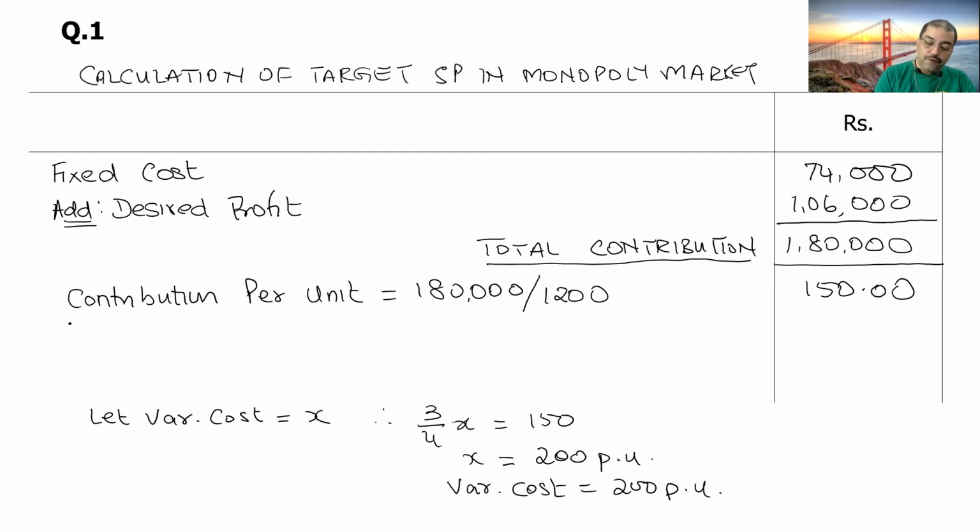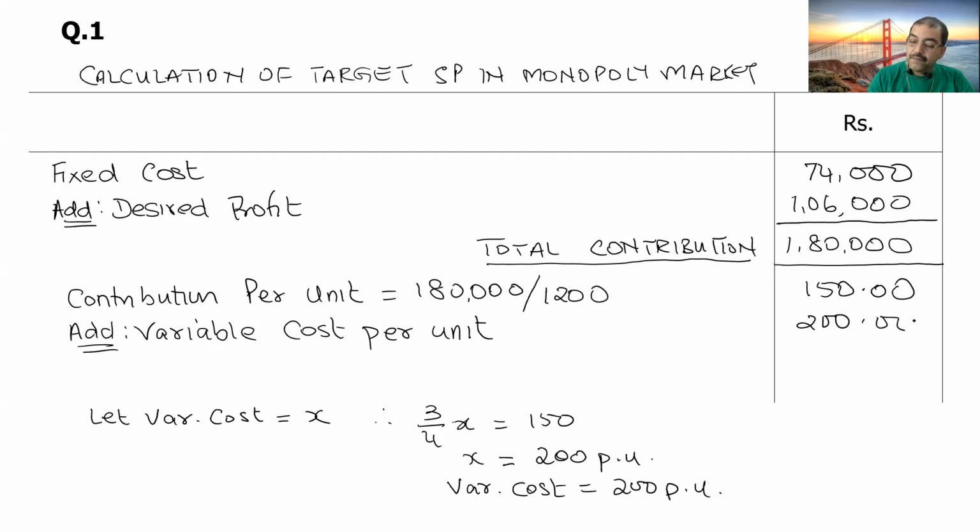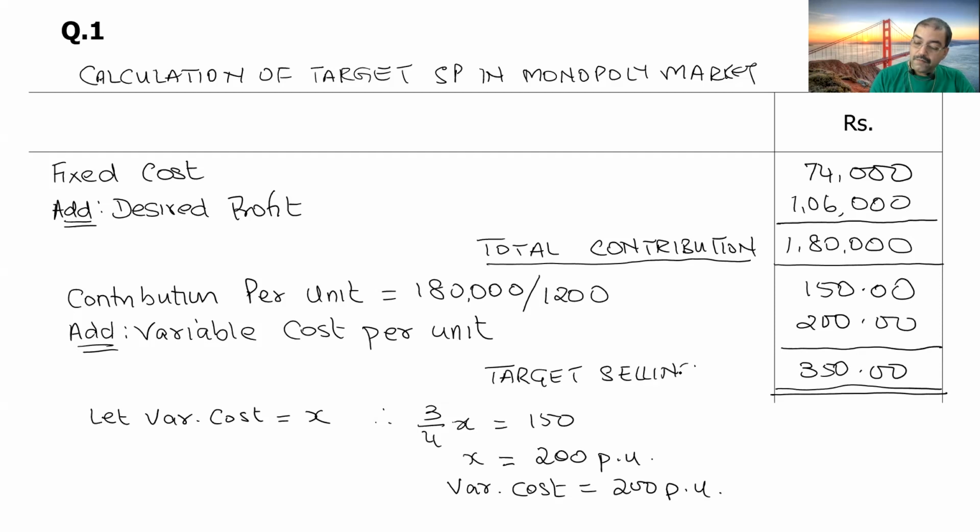Okay. So to this contribution, I add the variable cost per unit, 200 rupees, and I get the target selling price, 350. So this is your selling price in the monopoly market.